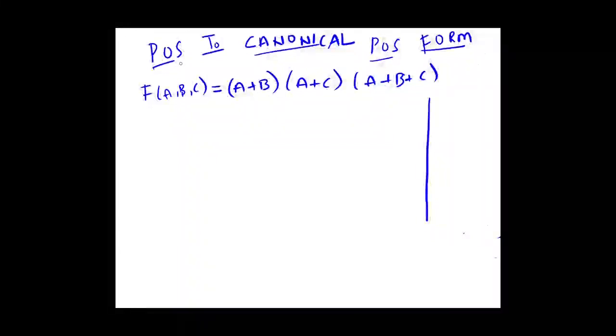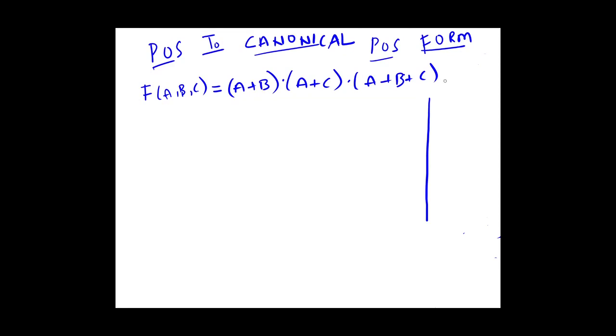In this we'll see how to convert POS to canonical POS form. So first, POS form. POS is nothing but product of sum, where the given expression, my question, is in the form of POS, not SOP, because this is a product of sum. A plus B, A plus C, A plus B plus C. These are sum terms. So this is in the form of a product of sum. So this POS form, I should convert to a canonical form.